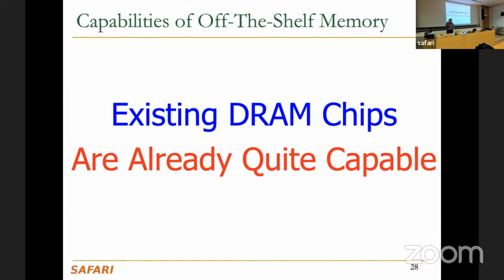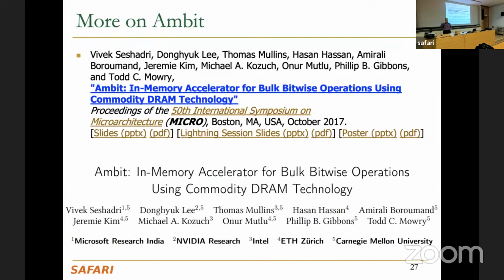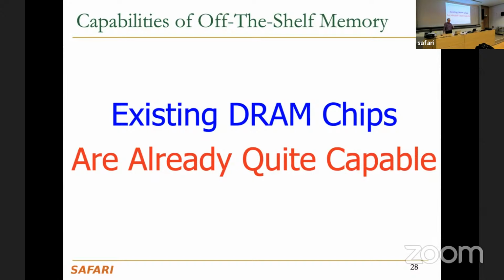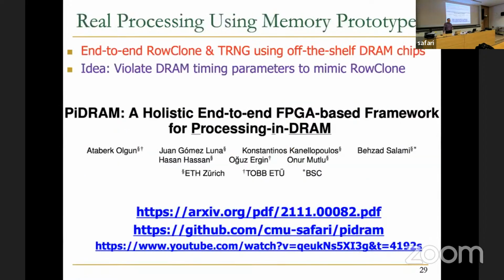So, interestingly, existing DRAM chips are already quite capable. In the Ambit paper, we used simulators as well as transistor-level simulation like HSPICE to show that this is possible. But later on, some other groups, as well as our group, observed that we can do these operations even using commercial off-the-shelf DRAM chips. This is the PiDRAM work that Ataberk leads. We provide end-to-end RowClone and a TRNG, a true random number generator, using off-the-shelf DRAM chips. The idea is that we need to violate DRAM timing parameters to mimic RowClone.